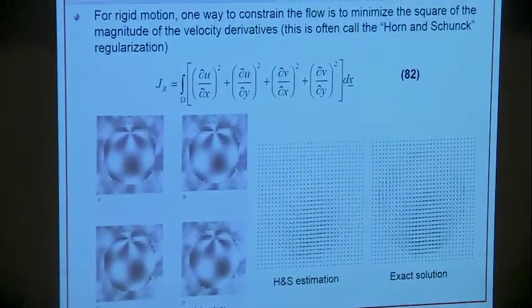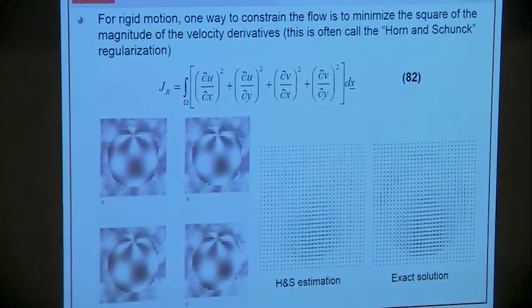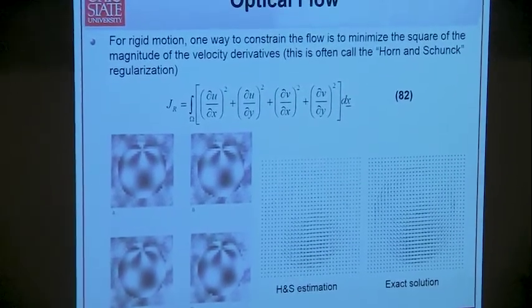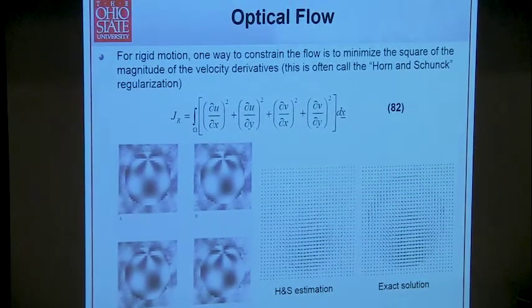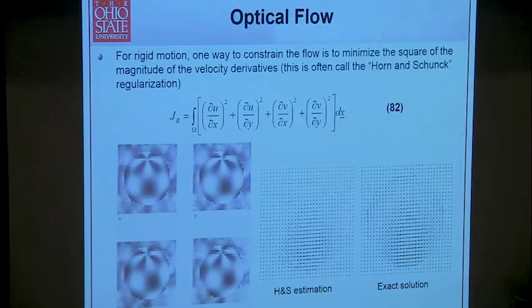And so they go through their method. Again, this is 1984, so methods are a little bit different. But this is your exact solution, and this is the estimation. Some parts of the flow field look reasonable. Some parts do not.